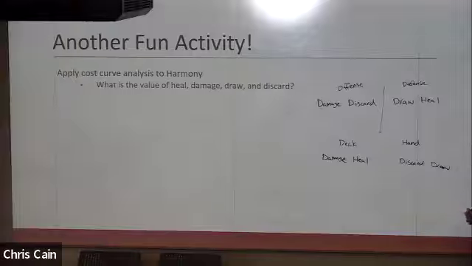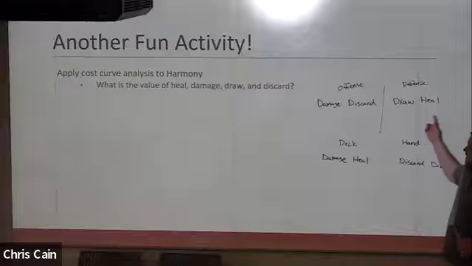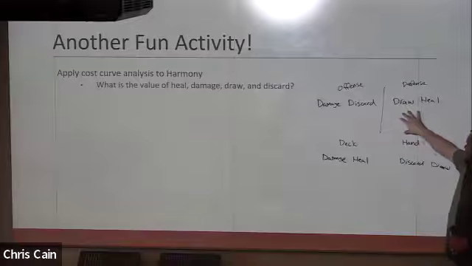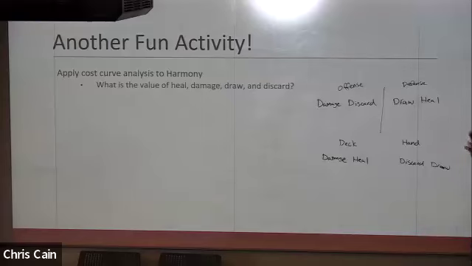What other things should we consider? So benefits are just a linear combination of damage, discard, draw, and heal times the value of each of those mechanics, whatever value you come up with, and reasoning for that value. What are the costs?